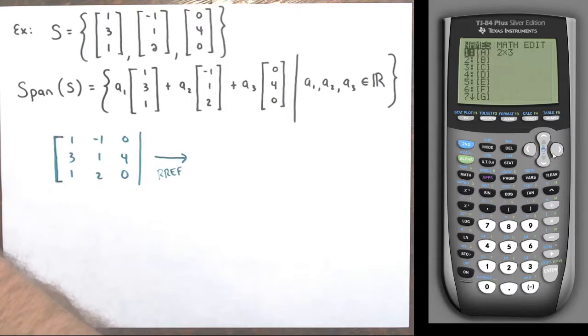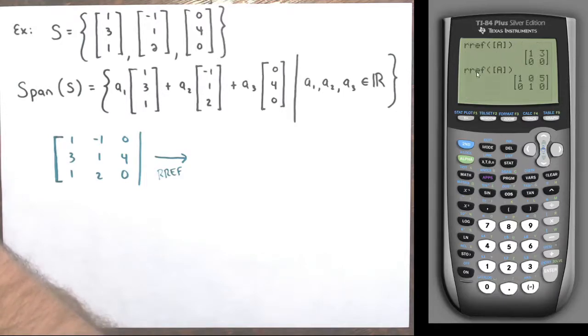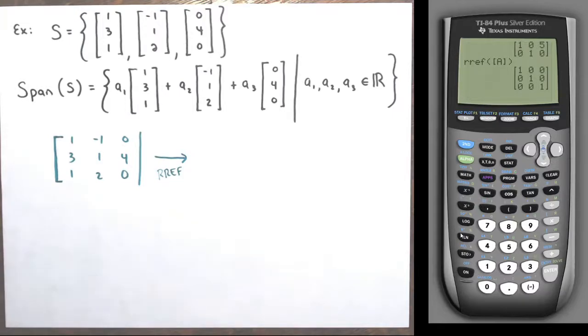So I go to the matrix menu, over to edit, make a matrix A, make a 3 by 3, right? This is a 3 by 3 with these numbers. First row, 1, -1, 0. Second row, 3, 1, 4. Third row, 1, 2, 0. All right, and the last one's already a 0. Then I get out of there, and I'm just going to do the reduced row echelon form. All right, here it is, and that's the 3 by 3 identity matrix.